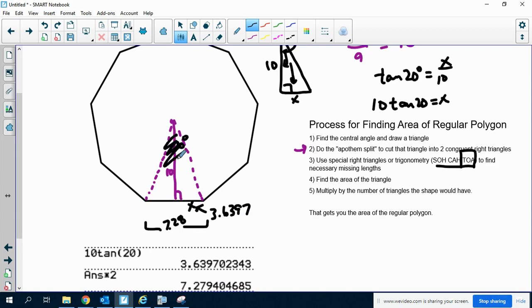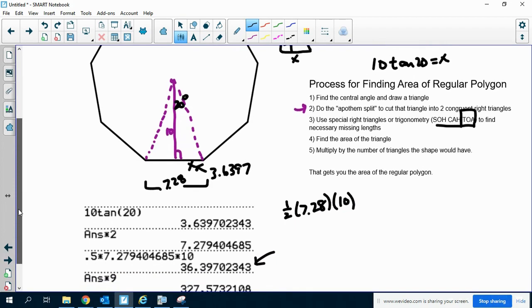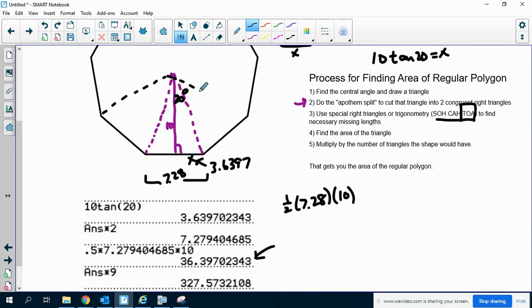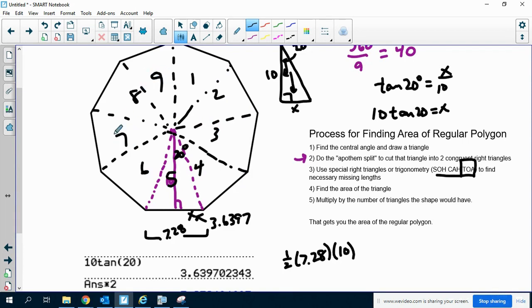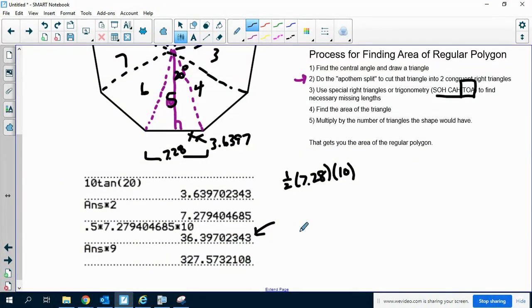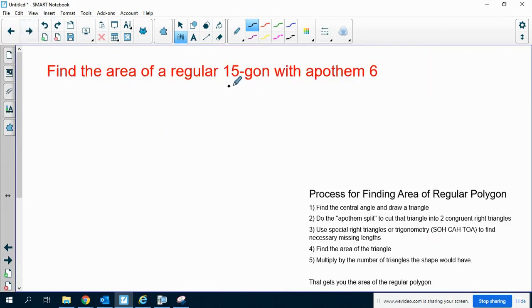And then, since I want to find the area of this triangle, and the apothem is 10, I'm going to do 1/2 times the base, which is about 7.28, times the height or apothem, which is 10, and I get 36.397. Then I take that and I multiply it by 9 because that's the number of triangles there are. Remember, if I draw all the radii in this picture, I have 9 triangles. So the number of triangles is going to be exactly equal to the number of sides. So I multiply that by 9, and I get my final answer. So the area of this nonagon is 327.573 units squared.